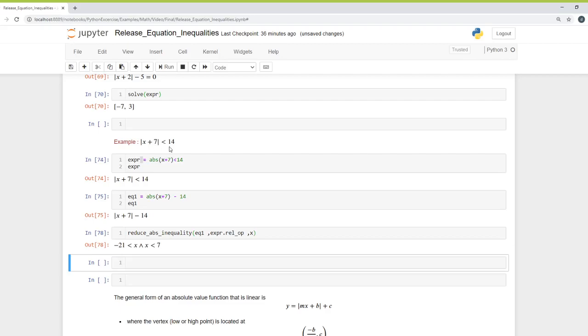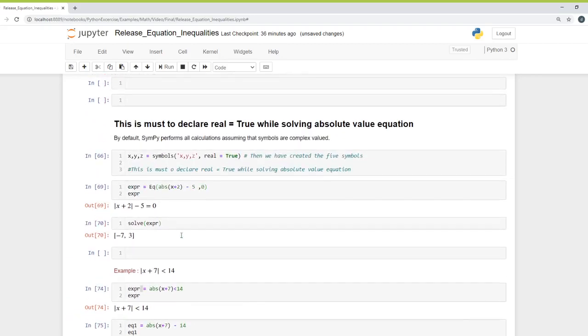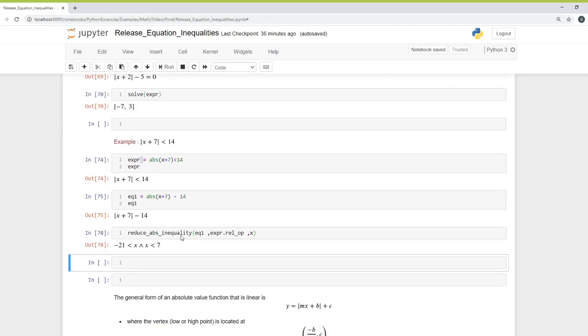Is it less than 14? No, 15 is greater than 14. So we should take a larger value, that is minus 20. Minus 20 plus 7 is minus 13, and the absolute value of minus 13 is 13, which is less than 14. So we have used the absolute inequality function to solve the absolute value inequality equation.